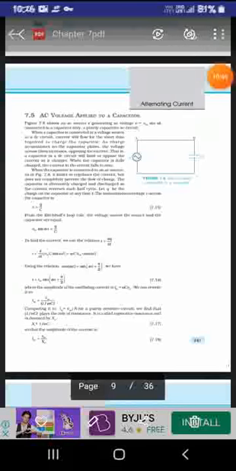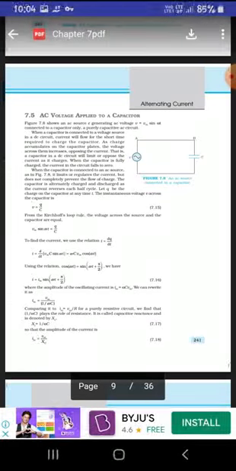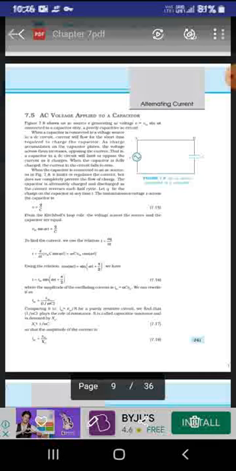Next is AC voltage applied to a capacitor. Here you can see a capacitor in diagram 7.8. When a capacitor is connected to a voltage source in a direct current circuit, current will flow for a short time, the time required to charge the capacitor plate. A capacitor in a DC circuit will limit or oppose the current as it charges.